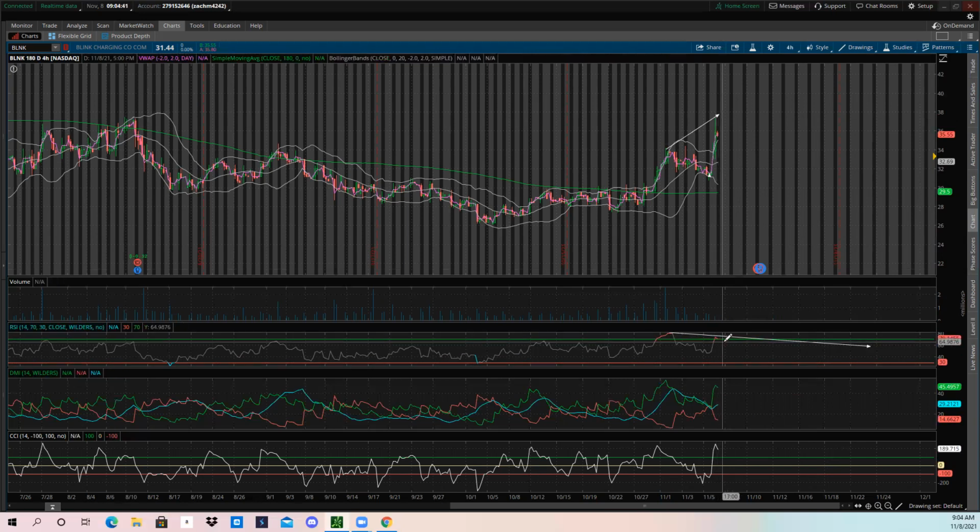Okay, and pull back like down to here. So it can give it some room to breathe, so that way it can run up all the way up to here. I like Blink. I might be day trading this one today. Looks pretty good to me at open.